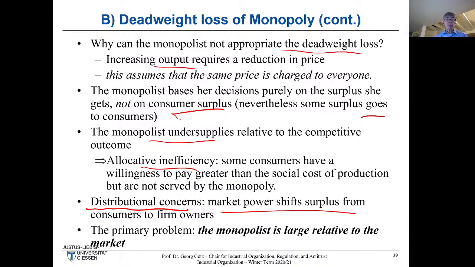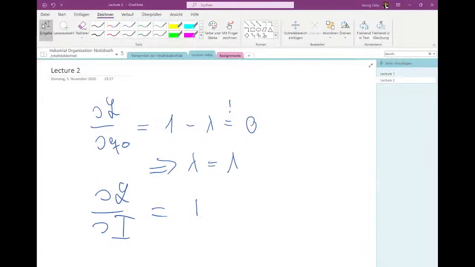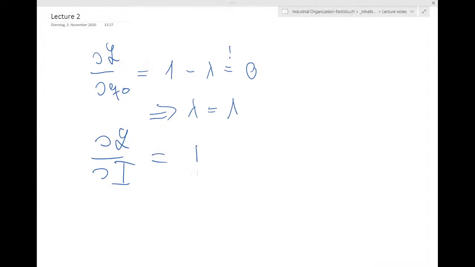Okay, what is the primary problem? The monopolist is large relative to the market. And I again want to draw a picture, but now I'm really going first to OneNote in order not to make it too confusing. So what does it mean that the monopolist is large compared to the market?